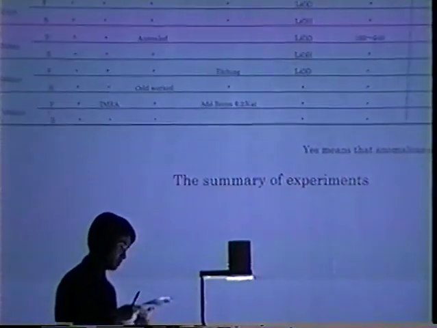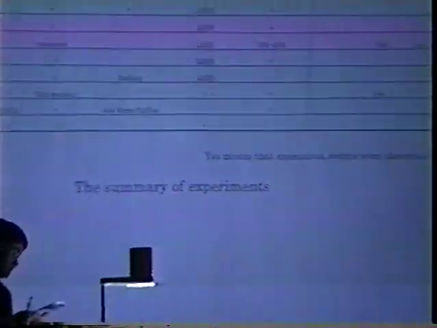This is a summary of the experiment. In the table, yes means that anomalous events were observed. There was no excess heat, 4 cases of X-ray emissions, and 1 case of neutron emission.